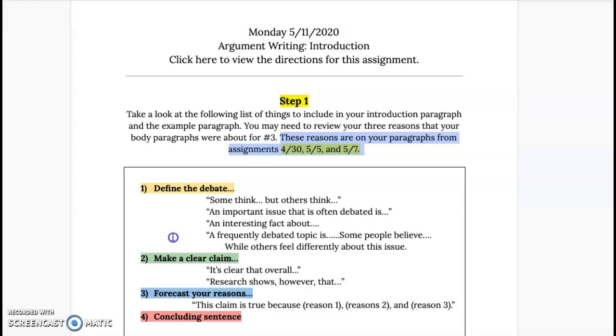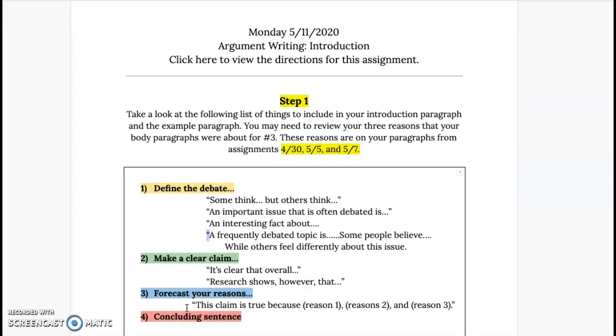Let's say that your topic is competitive sports. Okay, so you could choose to start it this way with our sentence stem. A frequently debated topic is participation in competitive sports. Some people believe there are many negative effects to playing competitive sports, while others feel differently about this issue. Okay, and then you'd come down here to another sentence. Research shows, however, that competitive sports can be very beneficial.